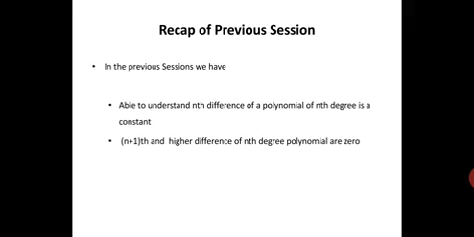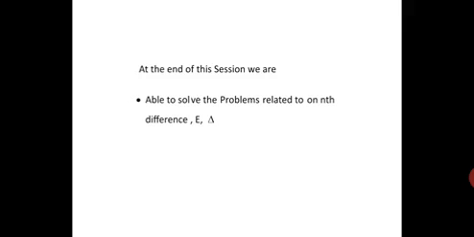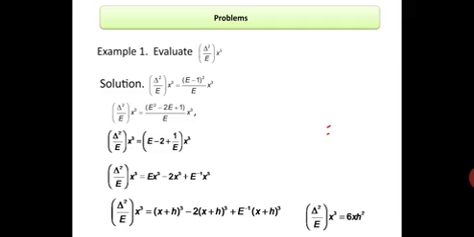We have understood the concept that the nth difference of a polynomial of nth degree is a constant, and the n plus 1th and higher differences of an nth degree polynomial are zeros. At the end of this session we will be able to solve problems related to nth differences, shift operator E, and forward difference. So we'll see some of the problems.